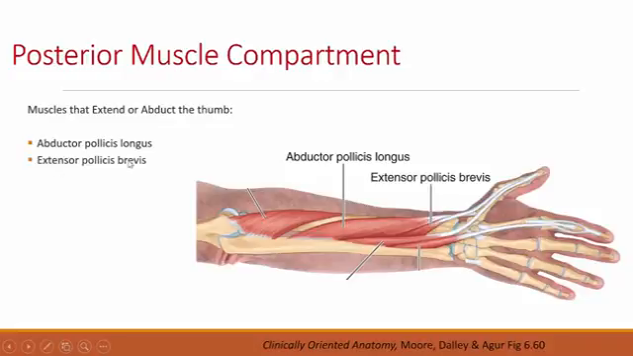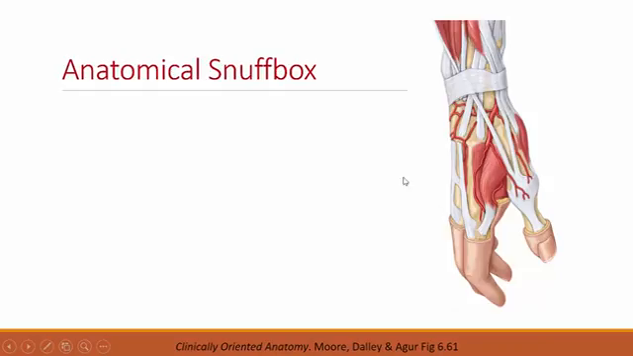We have extensor pollicis brevis. As we can see, our extensor pollicis brevis is travelling along and inserting distally onto our pollex and will produce extension. And again, we have another extensor pollicis longus muscle. And this is travelling around this dorsal tubercle, separating the extensor pollicis longus from our extensor pollicis brevis. And this creates a little region here that we can name specifically the anatomical snuff box.